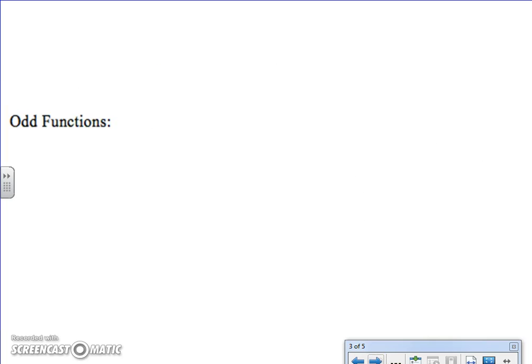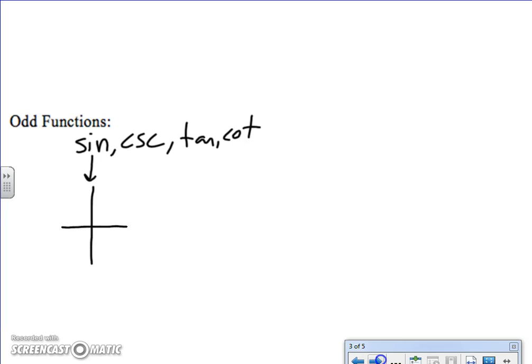Alright, let's look at the odd functions now. So the odd functions are sine and cosecant because they go together. Tangent and cotangent, they go together. So if I'm thinking about sine, I know sine is my y-coordinate, and y is positive in quadrants 1 and 2, and y is negative in quadrants 3 and 4.